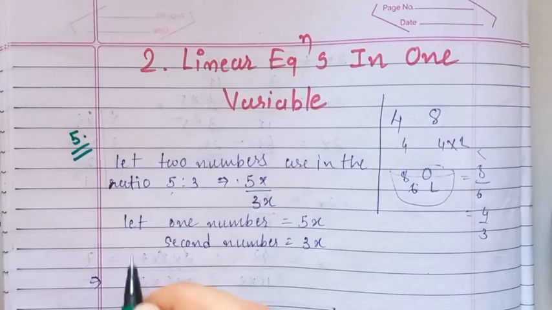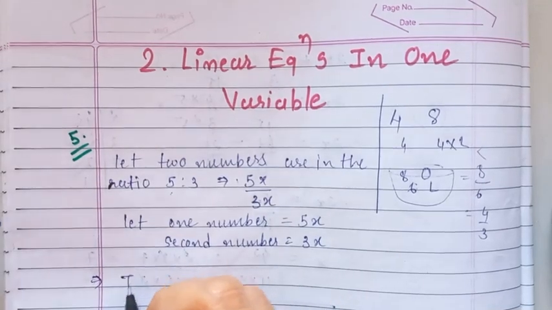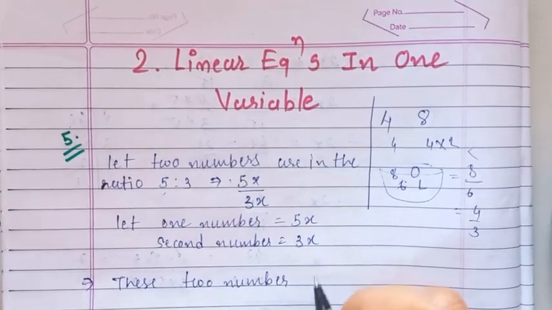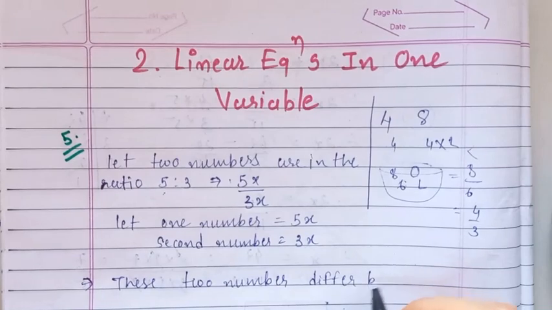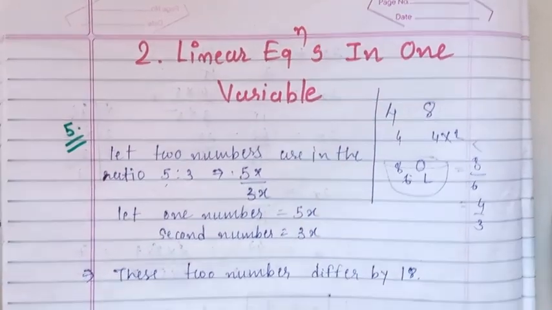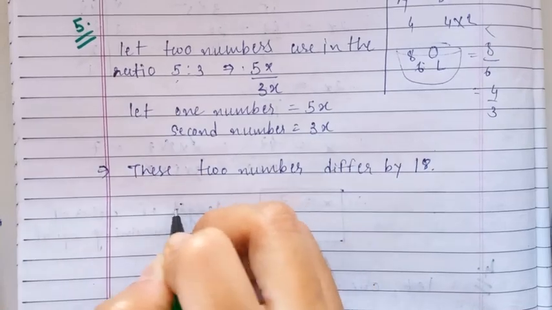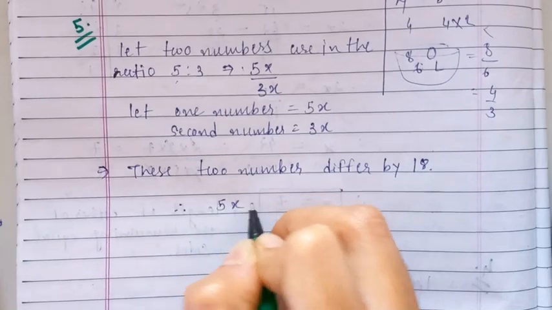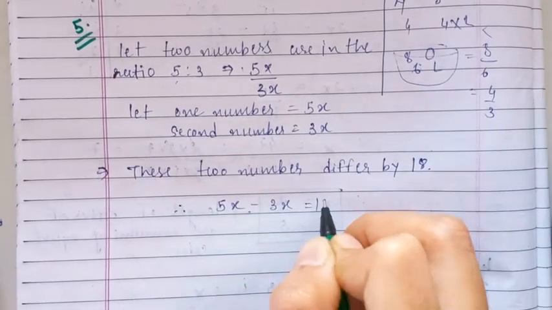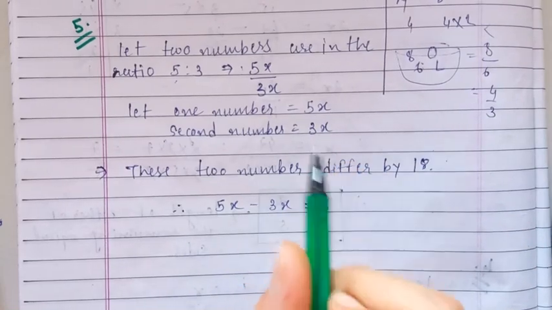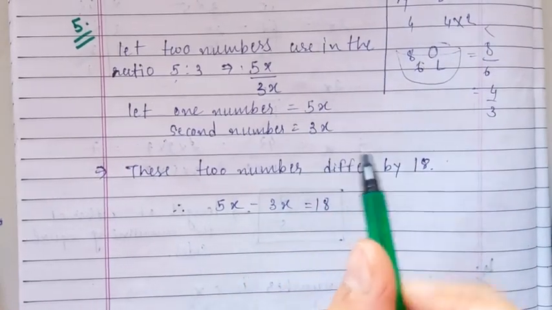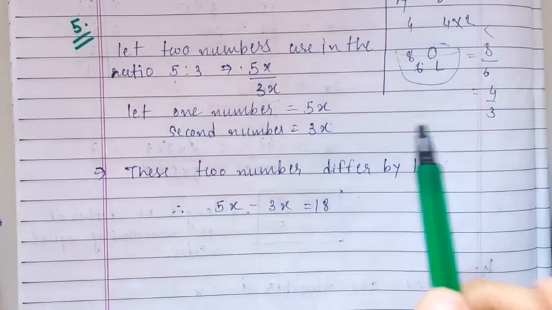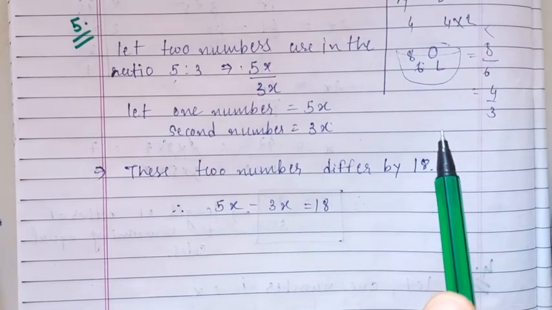So let's write that these two numbers differ by 18. Which two numbers do we have? These are 5x and 3x. So we write 5x minus 3x is equal to 18. This 18 is the difference between these two. So how do we find the difference between any two numbers? By subtracting them. 5x minus 3x is 18. So what do we have to find?